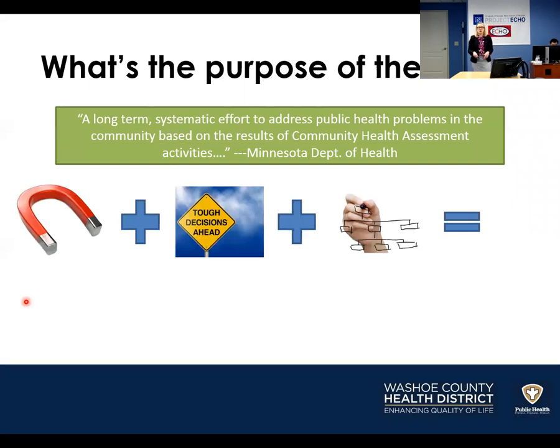But thinking a little more broadly, I like to think of a CHIP first as a magnet to bring your community partners and stakeholders together. It's also a great place to make those tough decisions on what we're going to work on together and focus on to align those goals. You also have to craft it in a plan. So it gives you an opportunity to write down those goals and who's going to be doing that work in a document that folks can reference over the course of that multi-year document.